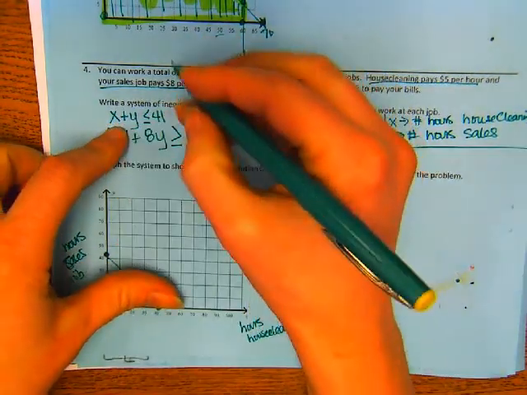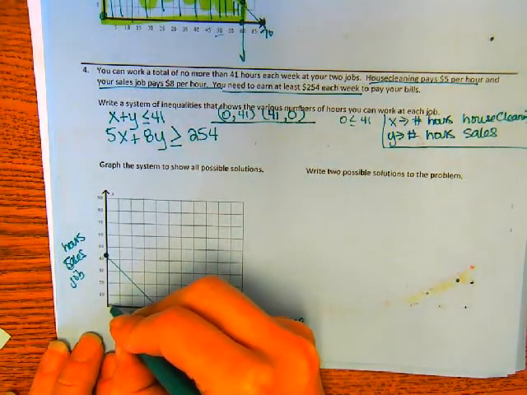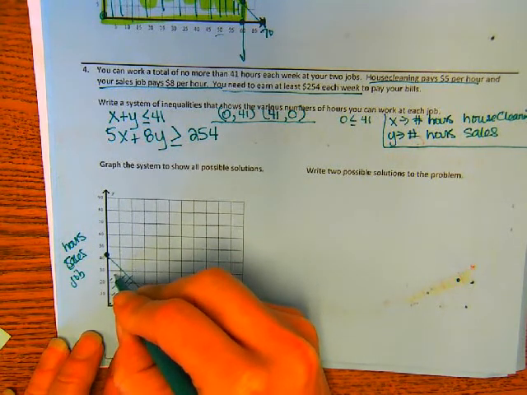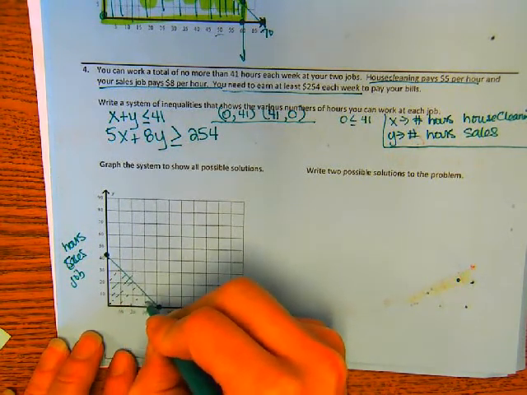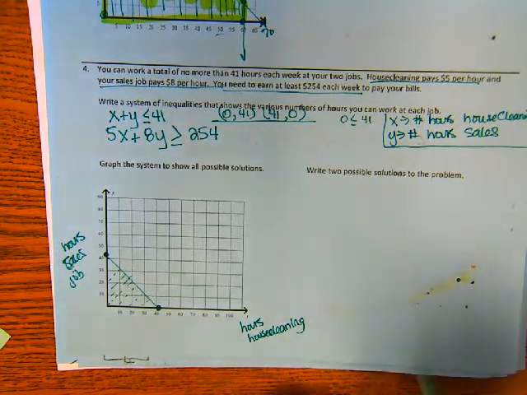Keeping in mind, if I was doing a test point, the test point 0, 0. 0 is less than or equal to 41. So I'm going to be shading in a little while below this line.